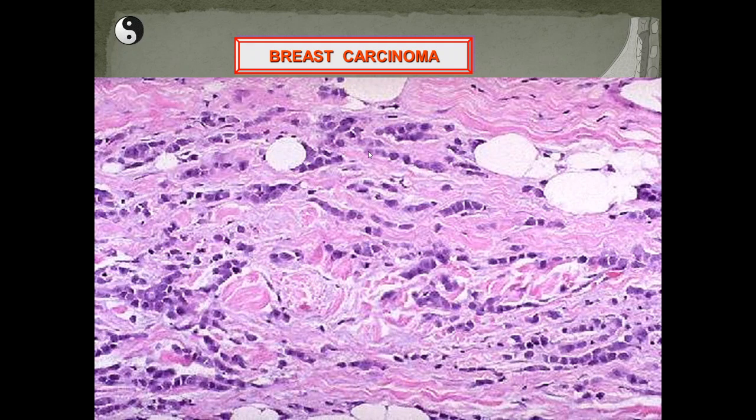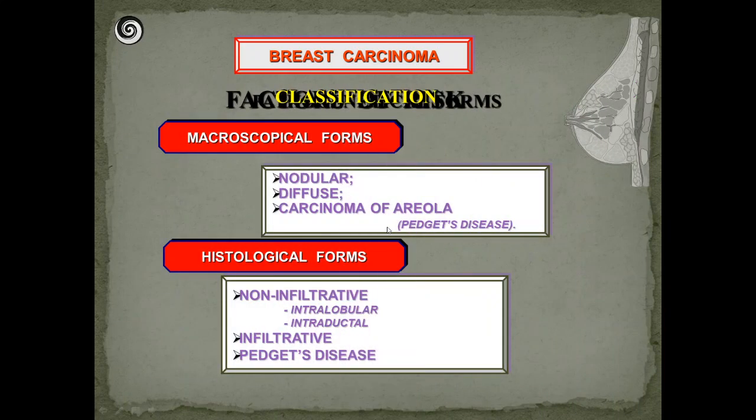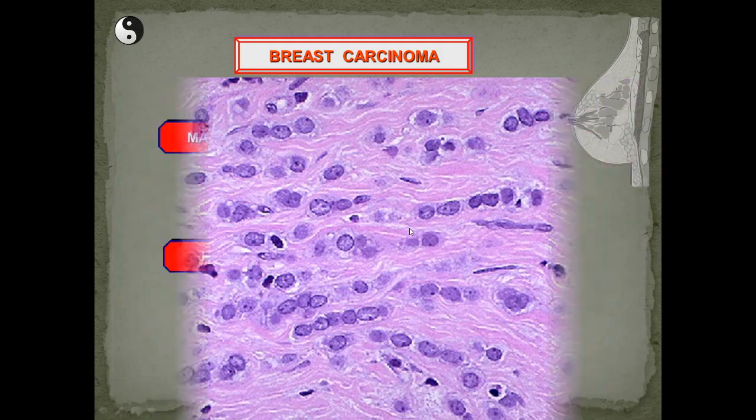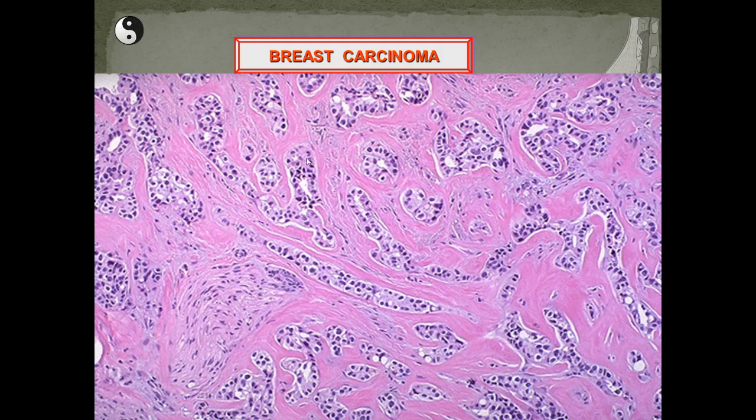Invasive lobular carcinoma. So cells make just a line, like small snakes, or like a necklace. So you see, just one by one. This is invasive lobular carcinoma. And this is the most common type, invasive ductal carcinoma.